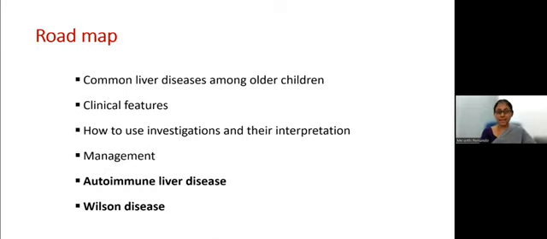If you get an older child, what would you think of as differential diagnosis, clinical features, how to use investigations and their interpretation, management, and towards the latter part, actually the crux of the matter, would be concentrating more on autoimmune liver diseases and Wilson disease.